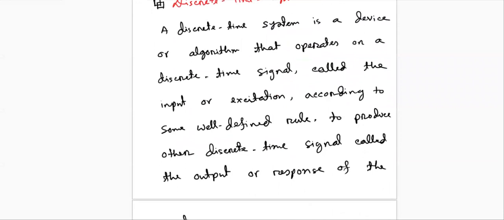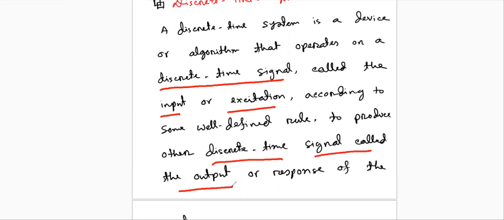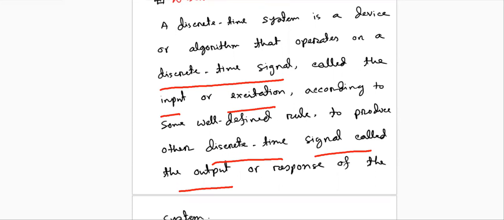So this is just a definition. A discrete time system is a device or algorithm that operates on a discrete time signal called the input or excitation according to some well-defined rule to produce another discrete time signal called the output or the response of the system.